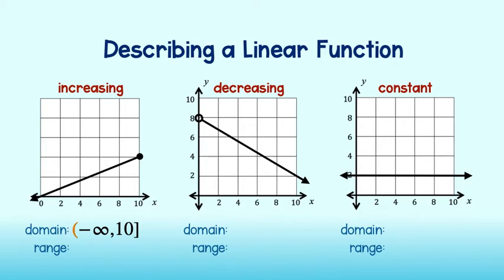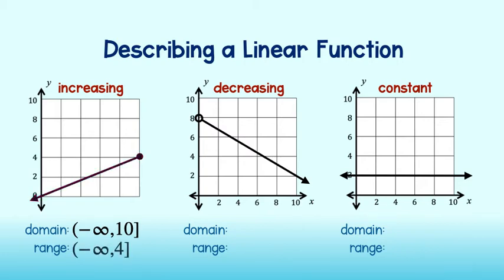We use the parentheses with negative infinity because you will never actually reach negative infinity. It does not include it. Okay, what about the range? What y values will my graph pass through? Focusing on the y-axis now, it seems that the graph is pointing downwards towards negative infinity and stops at 4. We can write this as negative infinity, 4, with a bracket to show that 4 is included.